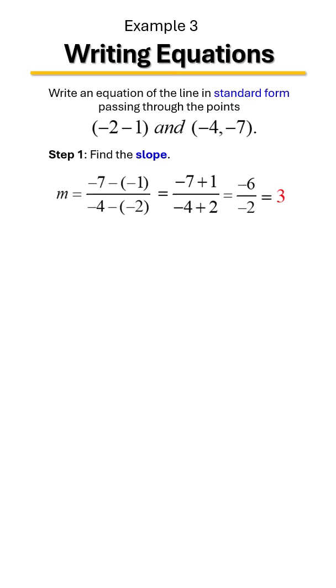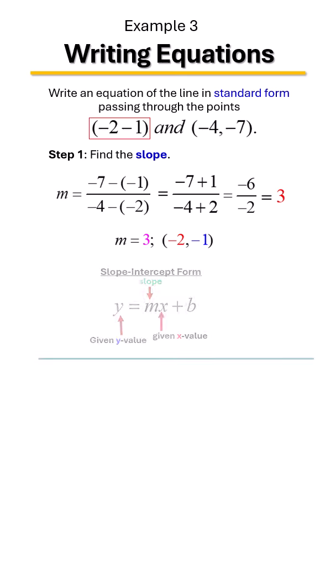And now that we have the slope, let's use one of the points. It doesn't matter which one you use. I'm just going to pick the first one randomly. But again, you need to know the slope and 1 point in order to write a line. And now that we have that, we can go ahead and plug it into our slope-intercept form, which is y equals mx plus b.